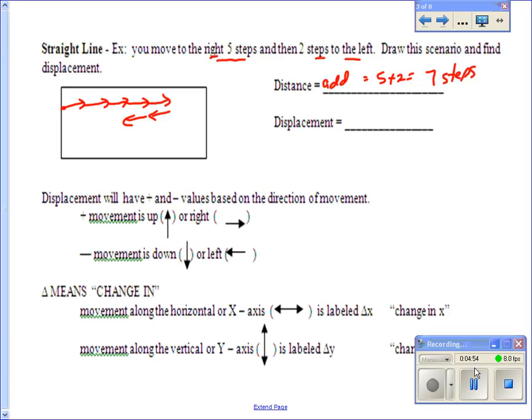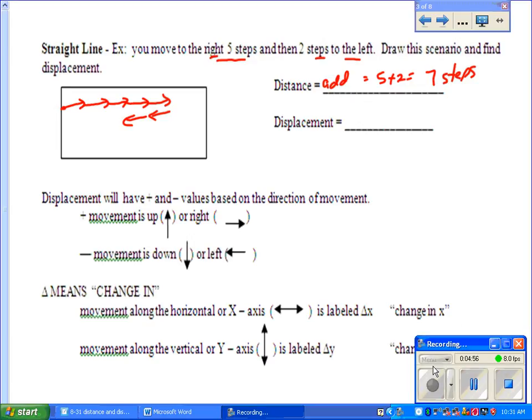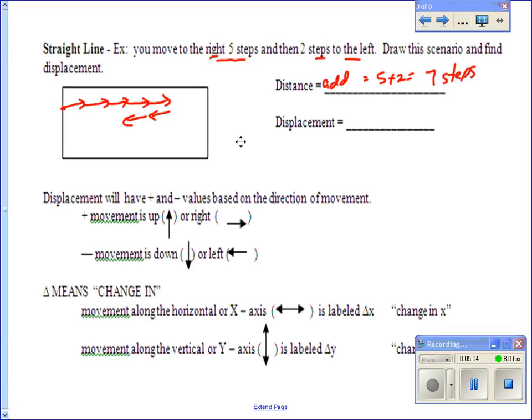All right, so for displacement, we're going to do positives and negatives because we're just going straight line stuff here. So to the right is positive, so we're going to say a positive 5. And we're going to add that to a negative 2 because we're going 2 steps left. Positive 5 plus a negative 2 gives me 3 steps. It's in the positive direction, so we're going to write it out as right. We're not going to leave it positive or negative, we're going to write the direction itself.